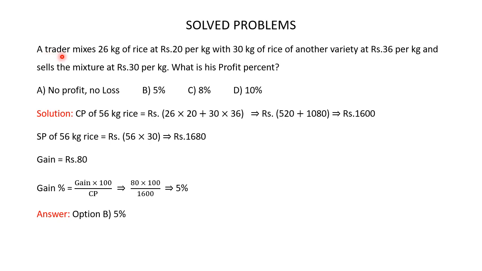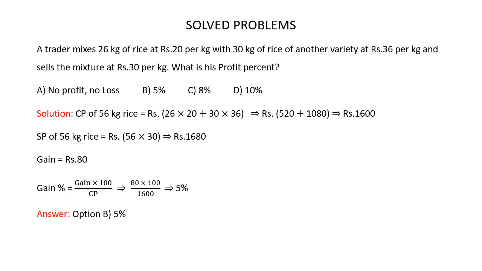A trader mixes 26 kgs of rice at rupees 20 per kg with 30 kgs of rice of another variety at rupees 36 per kg and sells the mixture at rupees 30 per kg. What is his profit percent? Here you are given 4 options and you have to find out which of these options is the correct one. So here you are asked to find the profit percent. You know that profit percent is equal to gain multiplied by 100 divided by cost price. So if we know the gain and the cost price of the mixture, we can easily find the gain percent.